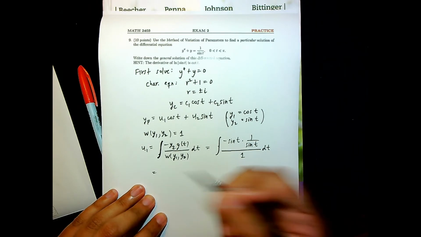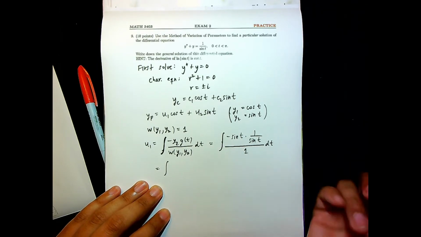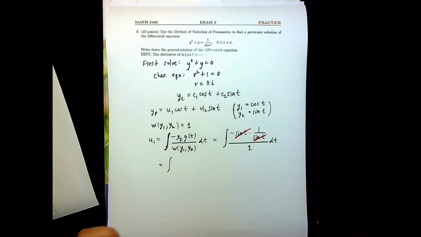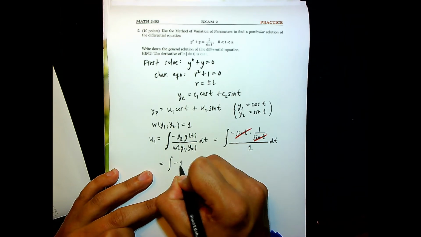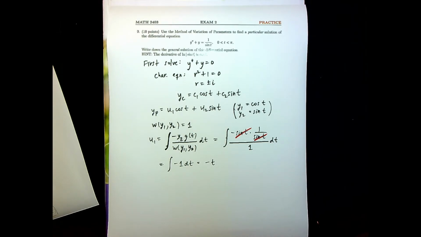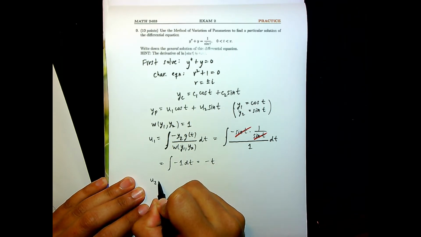dt. So this is the integral of, now over 1 doesn't do anything. The signs cancel. So you really end up with negative 1 dt, and the integral of negative 1 dt is just negative t. And again, we don't put the plus c because we're looking for one function u1 that makes this work, a particular solution, not the general solution. So negative 1 t. All right, so then that's u1.